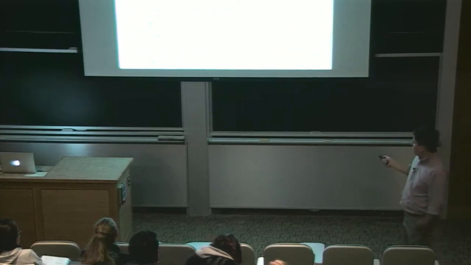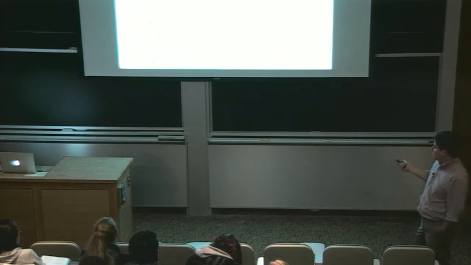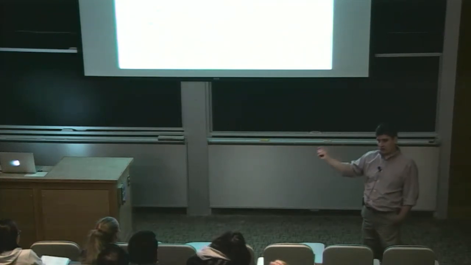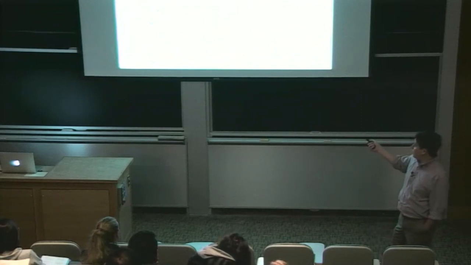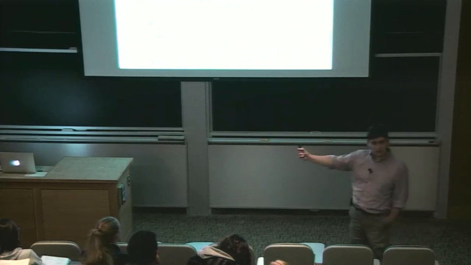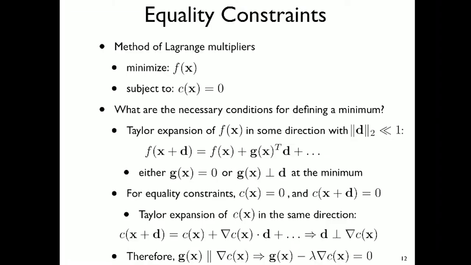Let's take our equality constraint and do the same sort of Taylor expansion. Because we know, right, if we're searching for a minima along this curve, C of x better be equal to zero. It better satisfy the constraint. And also C of x plus d, that little step in the direction d, should also satisfy the constraint, right? We want to study only the feasible set of values, okay?